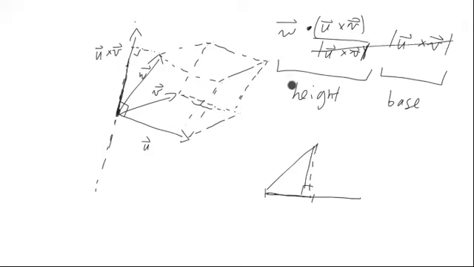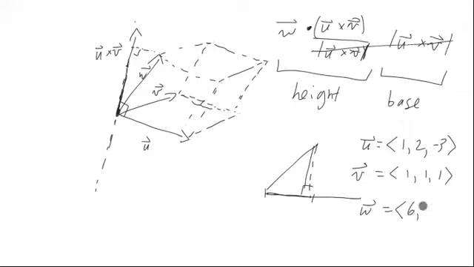So let's have an example. What if U were 1, 2, -3, V were 1, 1, 1, and W happened to be 6, 5, 2. Okay, let's find this volume. So first, we take a cross product between U and V. So let's do that over and write the result over here.